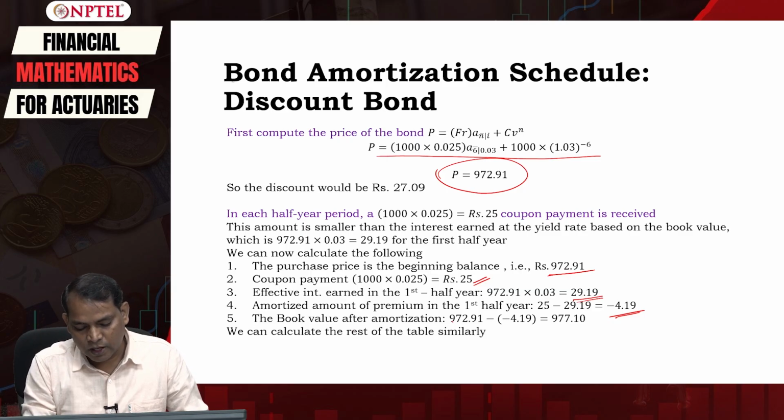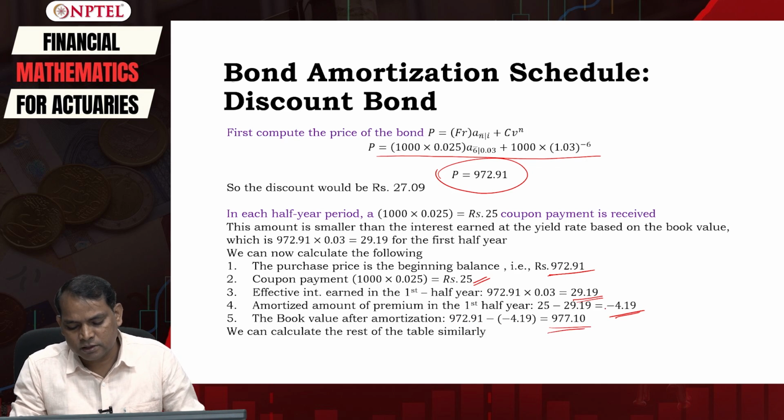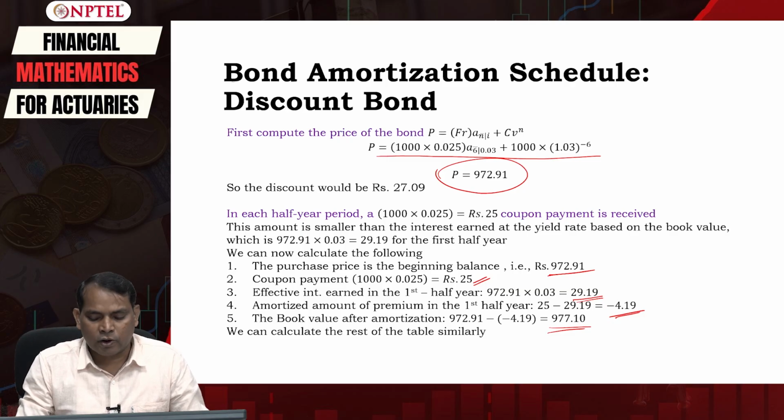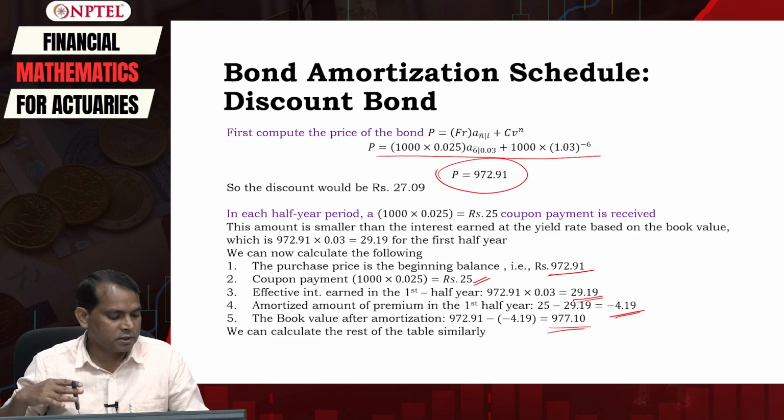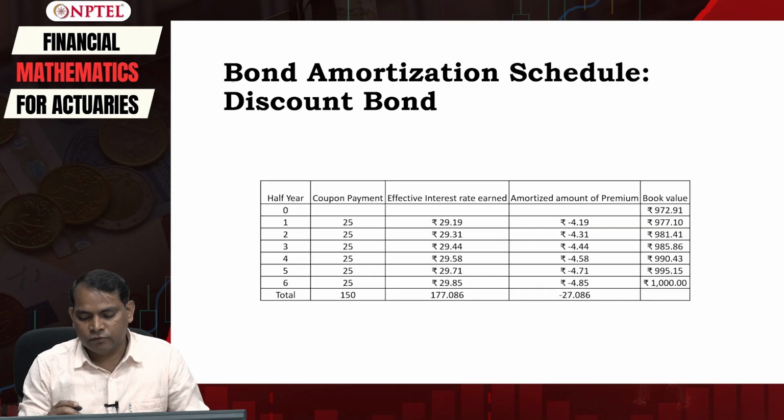The book value after the amortization is therefore the price minus this one. So 972.91 minus minus 4.19 will become 977.10. The rest of the entries you can compute similarly, or in Excel you can just drag it, and you will get the same values. Upon doing this you will get the table.